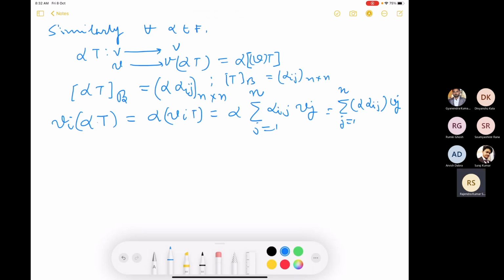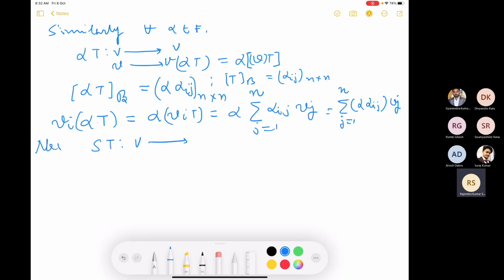has the entries where each entry of the matrix of T with respect to the ordered basis B is multiplied by alpha throughout. One more thing, let us now take the product here. So the product needs the composition of mappings.